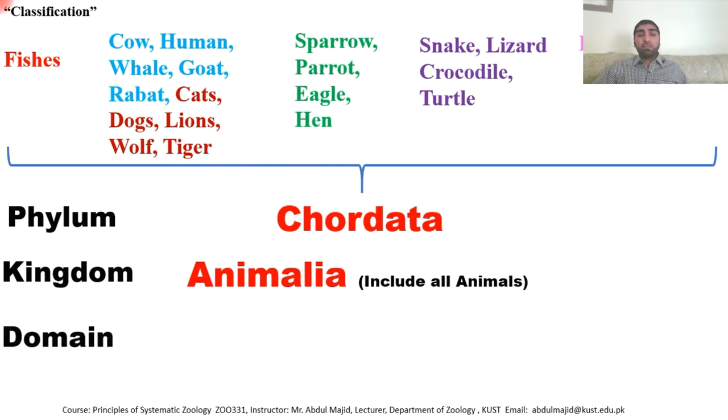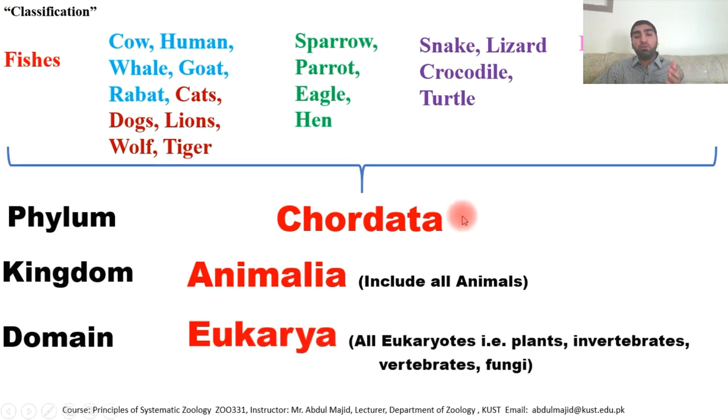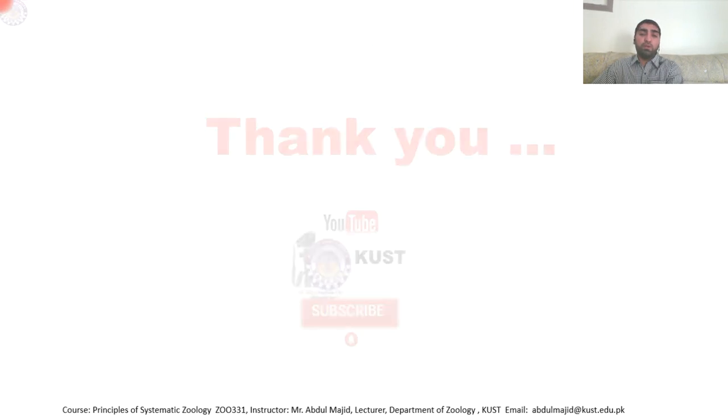And then we place all of such things into a domain, which is Eukaryota, because all of these have eukaryotic cells. Plants, invertebrates, vertebrates, fungi, they all have these eukaryotic cells. So then we place them into Eukarya or Eukaryota.